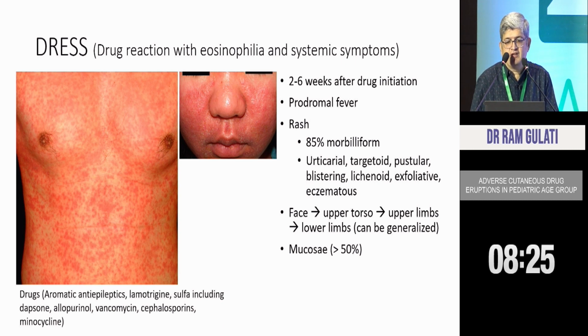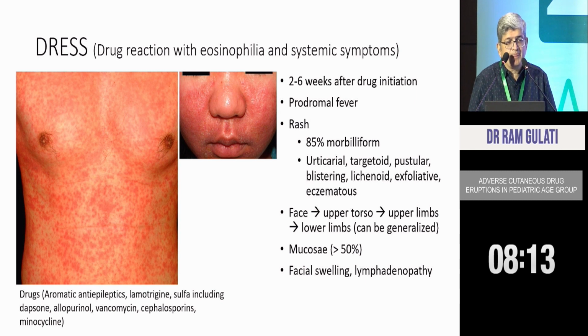So you can have urticaria, you can have target-like lesions like SJ syndrome. They can be pustular lesions. They can be blistering rashes. Usually these rashes start on the face in DRESS syndrome. They can be associated with facial edema. Facial edema is very, very characteristic, to an extent that it has been put into the criteria for diagnosing DRESS syndrome, but those criteria are made for adults. They're not validated for children, but I think we still follow them.